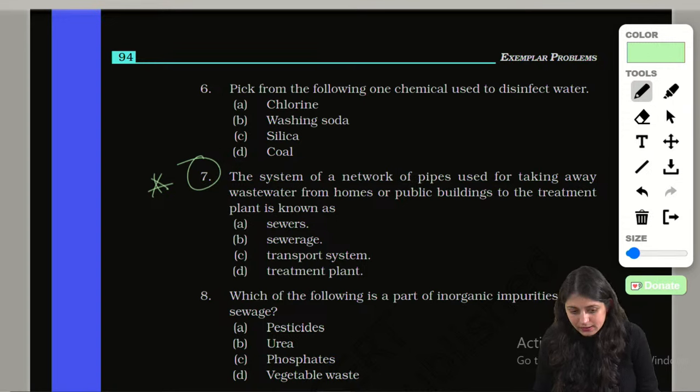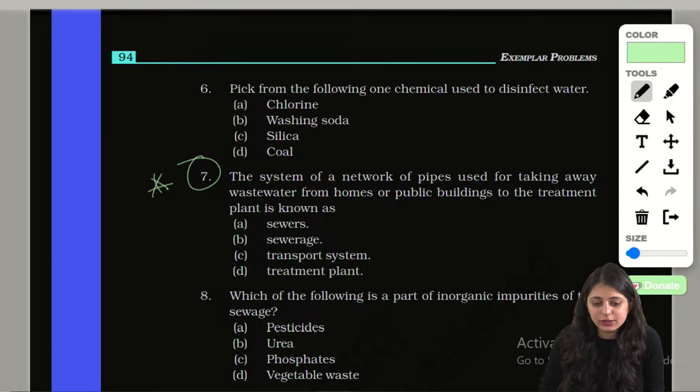Mix of answers क्यों आ रहे हैं? A और D, ध्यान से देखो. System of network of pipes पूछ रहे हैं. Most of you giving incorrect answer. सब लोग A लिख रहे हैं. बेटा इसका answer है sewerage.